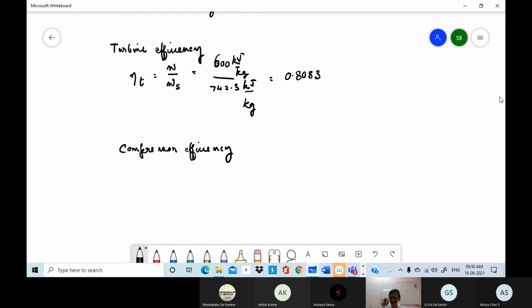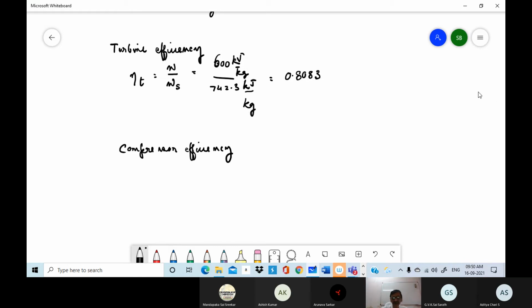So that efficiency, now for a turbine, the work was the output. So in actual practice, you get less of output than what you would get ideally. So the turbine efficiency was defined as the actual work output by the ideal.